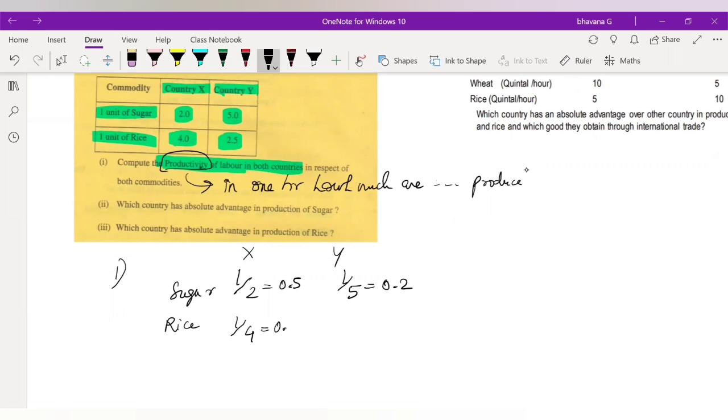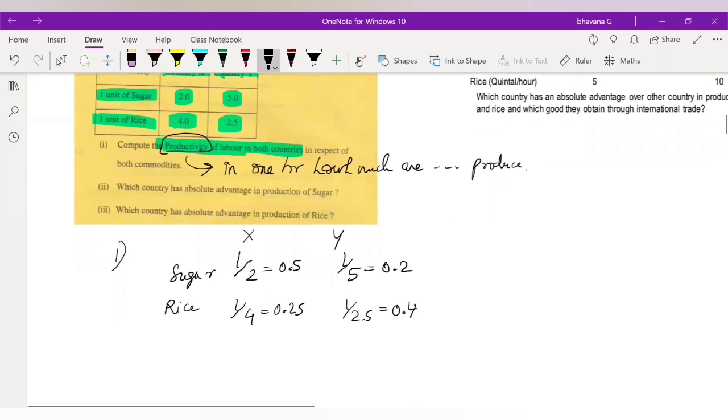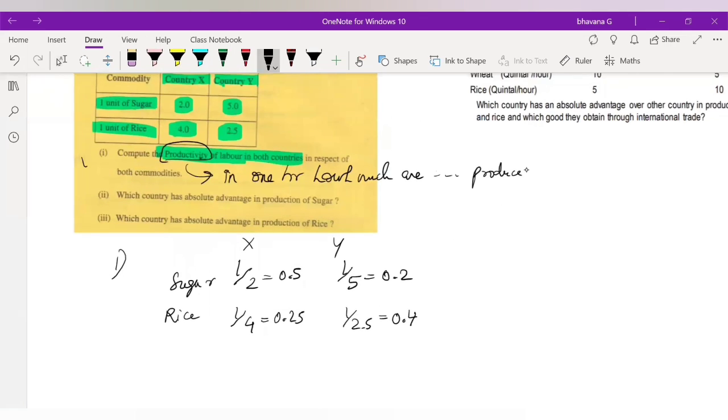That means their productivity is 0.25. Whereas in Y, they produce 1 unit of rice in 2.5 labor hours. That means their productivity is 0.4. Okay, so this is the productivity. This was the first thing they had asked us in the question. So we have done that.